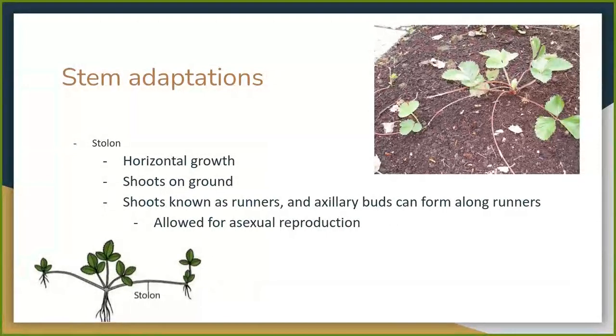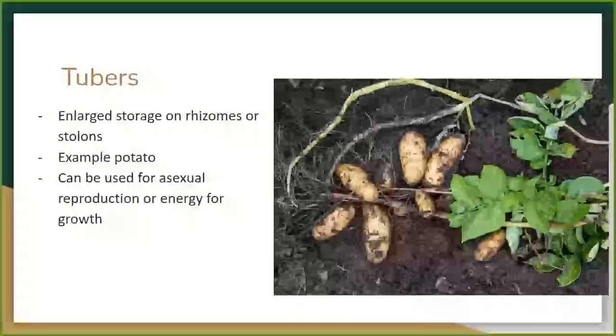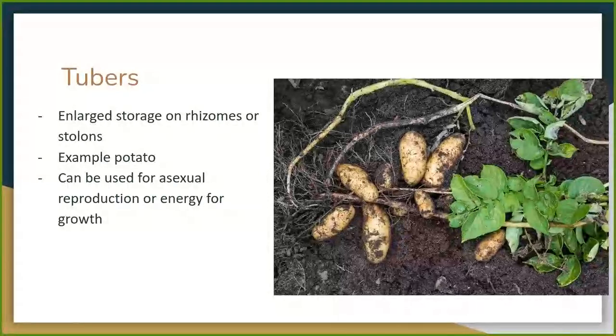Okay, so next one. Tubers, these are special types of enlarged rhizomes or stolons. For example, a potato is a tuber. These are usually specialized for storing food. And if you see a potato or have held one, or if you can see it in the image, you'll notice that some potatoes have what are called eyes. These eyes are clusters of axillary buds where other structures can grow out of.